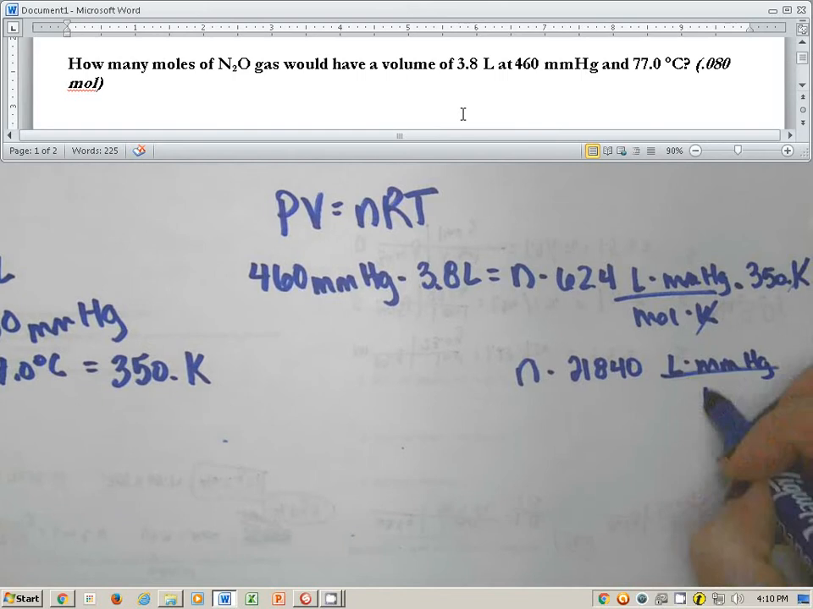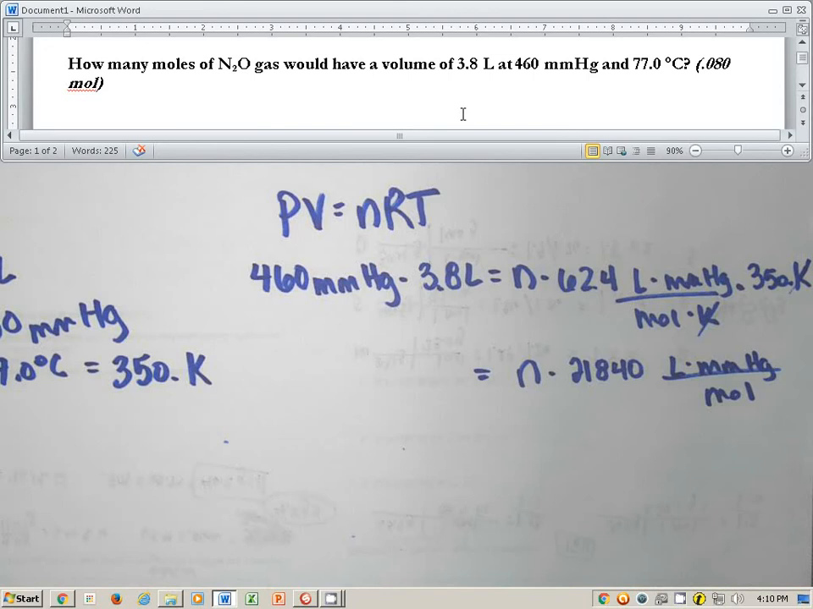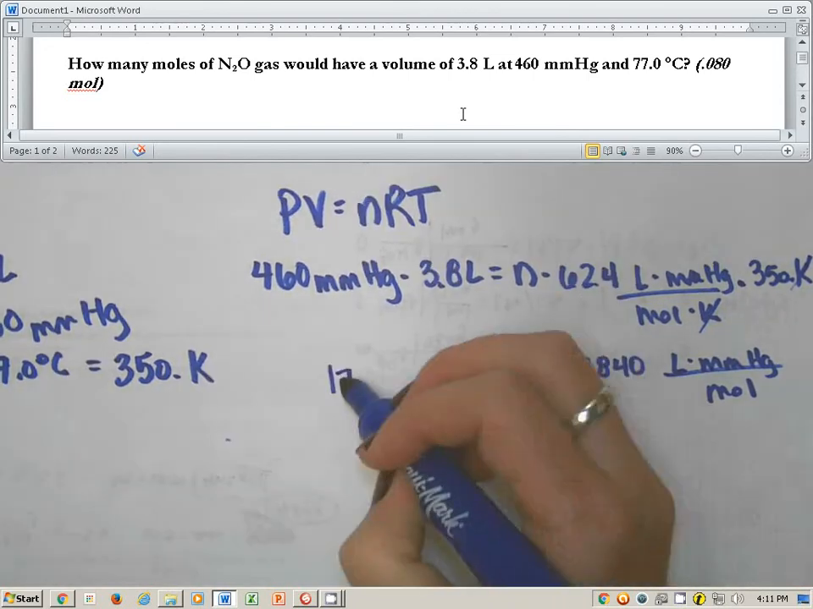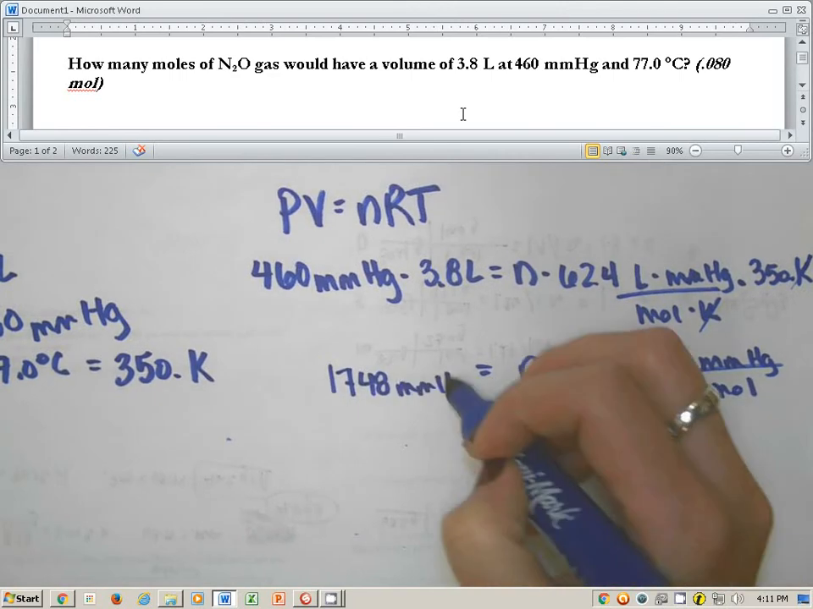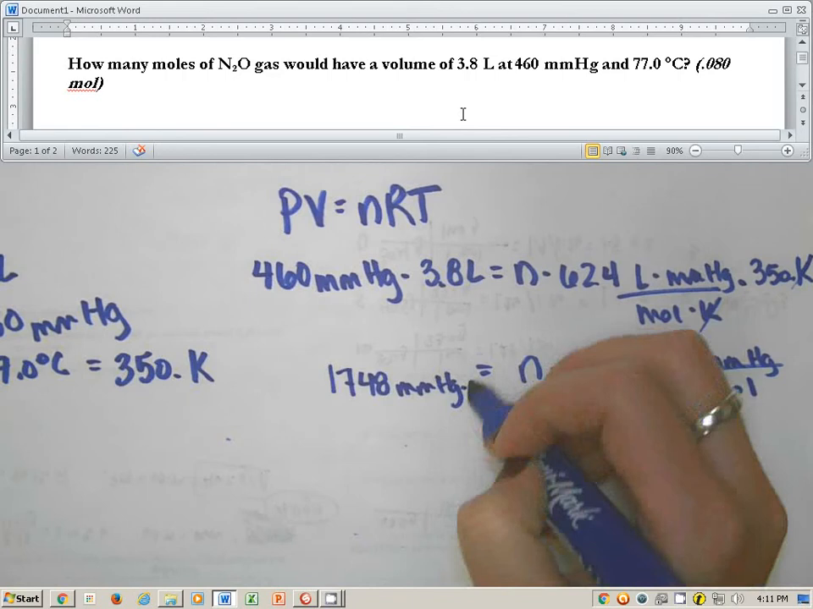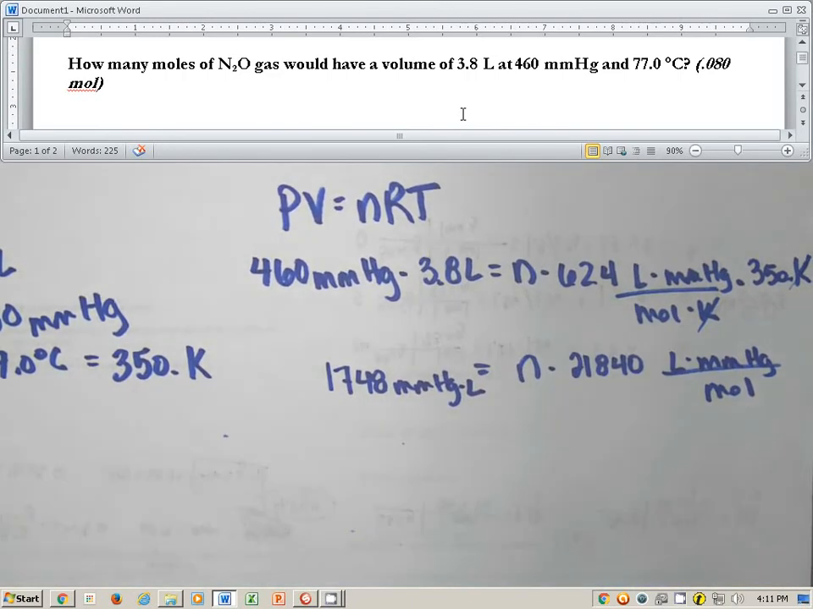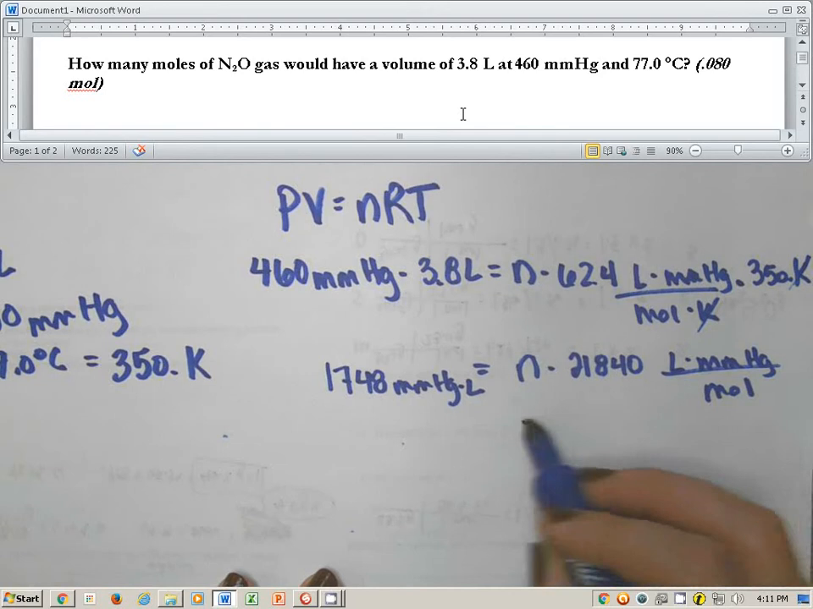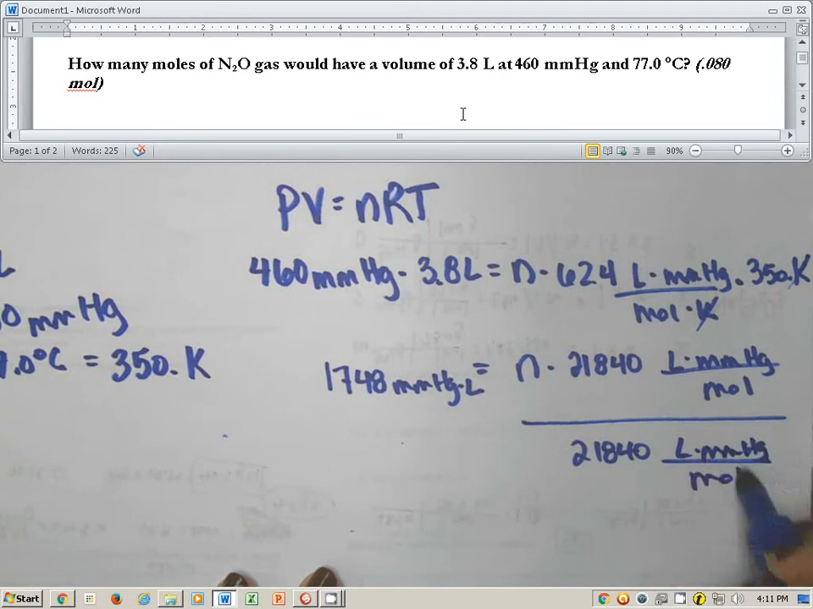If I simplify the other side, that's 460 times 3.8, that is 1,748, and my units are mmHg times L, because neither one of those are going to cancel. Now, to solve for n, I need to divide both sides by 21,840 liters of mmHg over moles, which is going to make everything on this side cancel out.